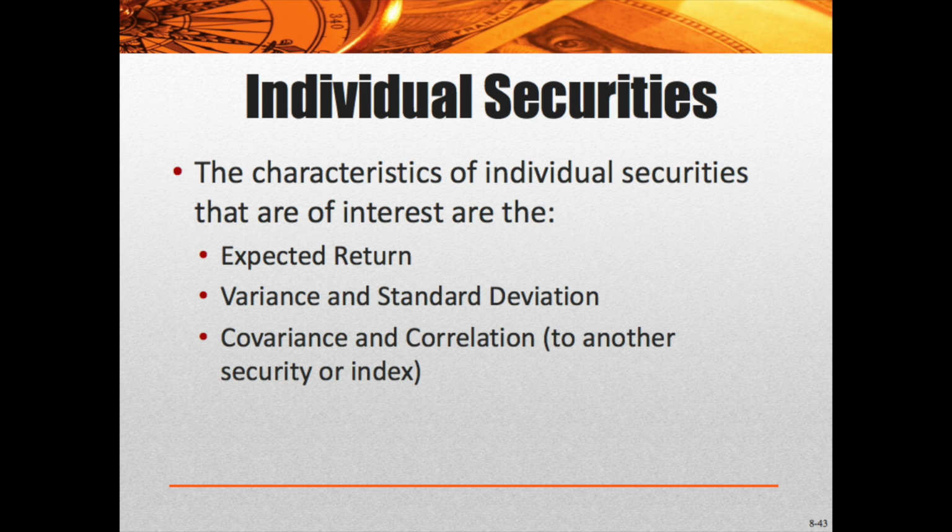So, individual securities. Individual securities are of interest. We can know the expected return. We're going to calculate a variance and a standard deviation, and then separately we're going to calculate the covariance or correlation as the securities move against each other.